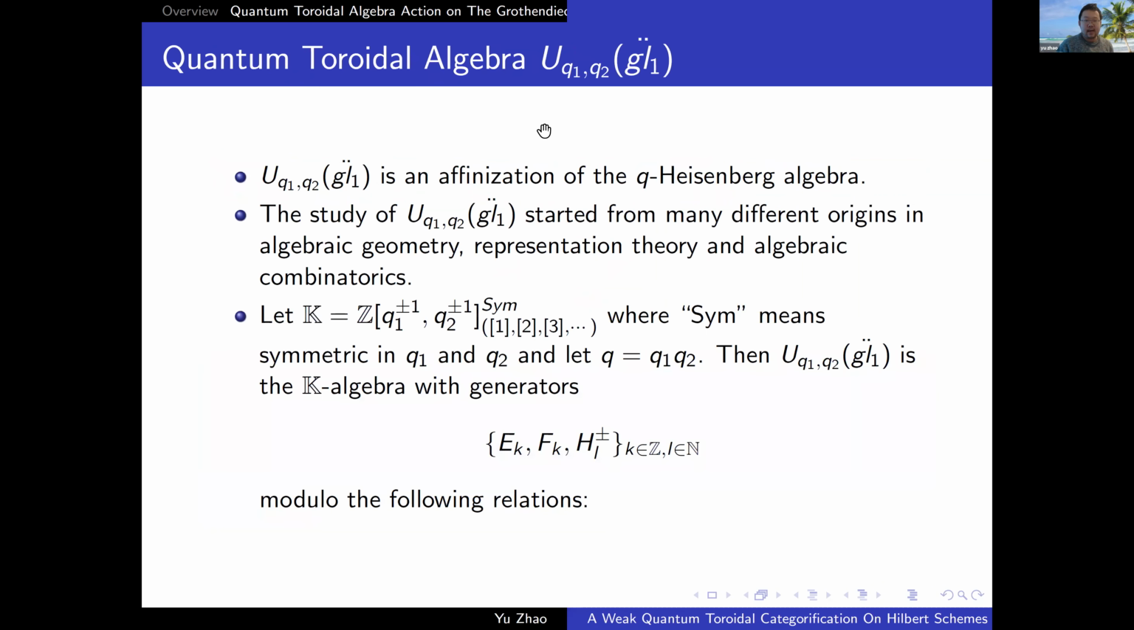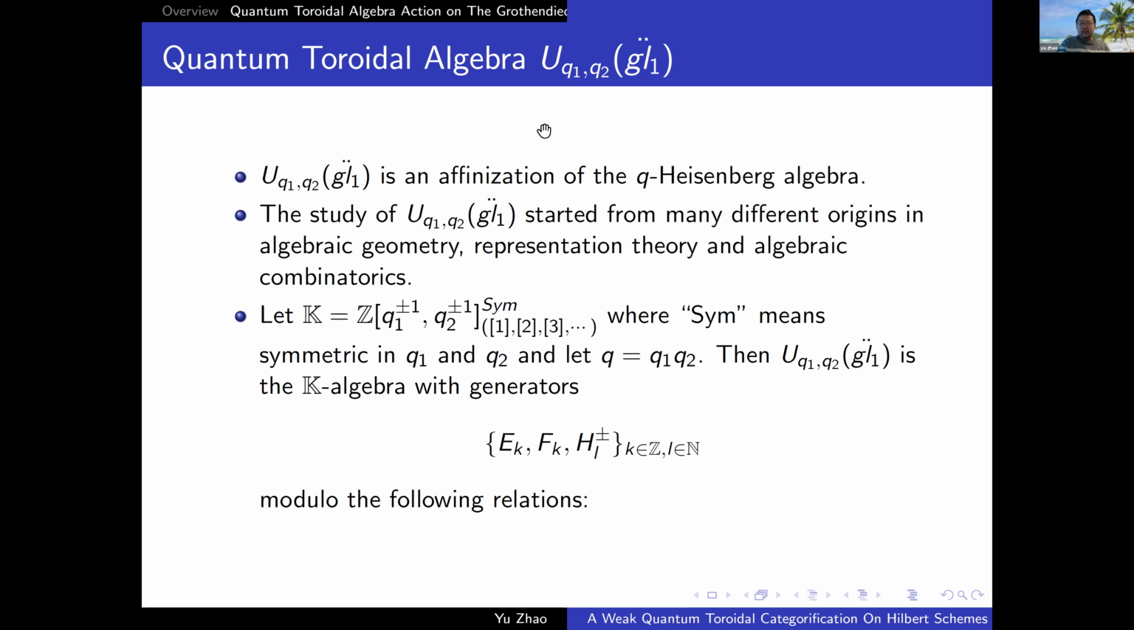This is obtained by Schiffmann, Vasserot, Feigin, Tsymbaliuk, and Neguț, and they constructed a quantum toroidal algebra action on the Grothendieck groups of Hilbert schemes of points. So first, let me explain what the quantum toroidal algebra is. When we change homology to Grothendieck group, in general we need to make a q-deformation, so for the case of the Heisenberg algebra, we will deform it into the q-Heisenberg algebra. And here the quantum toroidal algebra is actually an affinization of the q-Heisenberg algebra.